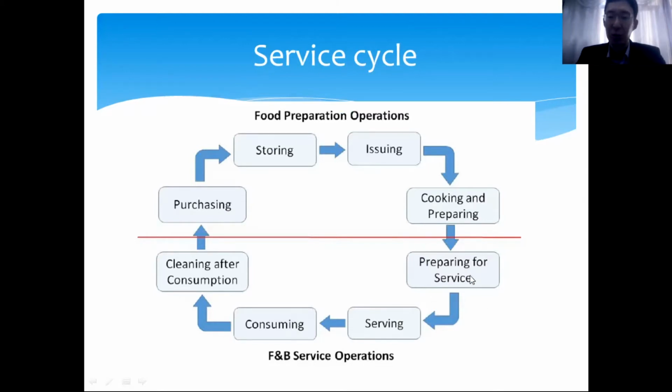Then we go to the front stage, and we have the preparing for service. Then we take this service and send it to the person serving. Usually in the restaurants we have several people who do that. We have the waiter, we have the food runner, we have the busser, and the others who are included. Then we have consuming, when the customer consumes that. Then we have cleaning after consumption, and then again purchasing. This is usually the service cycle.